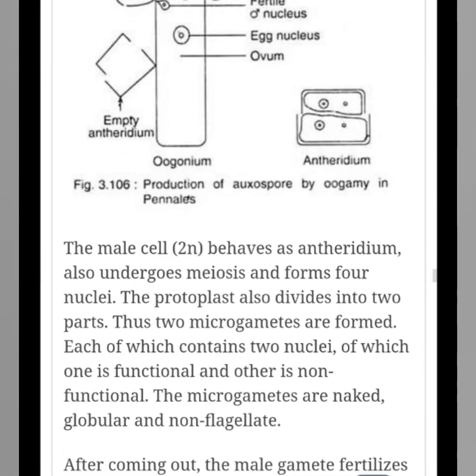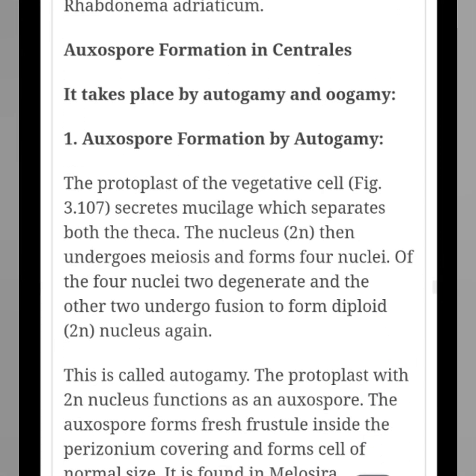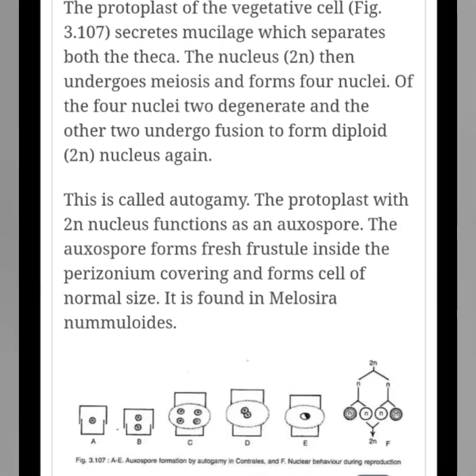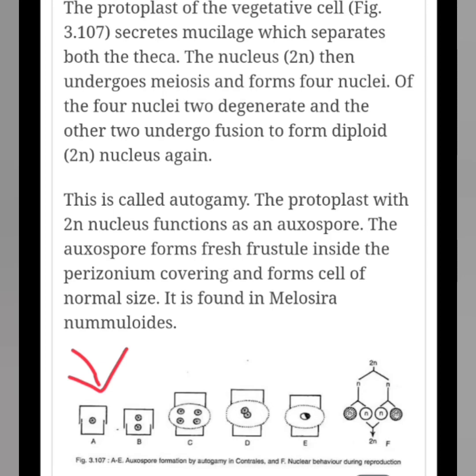Now coming to the second order in Bacillariophyceae, that is centrales. Here it is quite simple as compared to the pennales. It takes place by only 2 types, that is autogamy and oogamy. So what happens in auxospore formation by autogamy? It is simple. You can see in the first figure we have a frustule, a frustule or a cell.